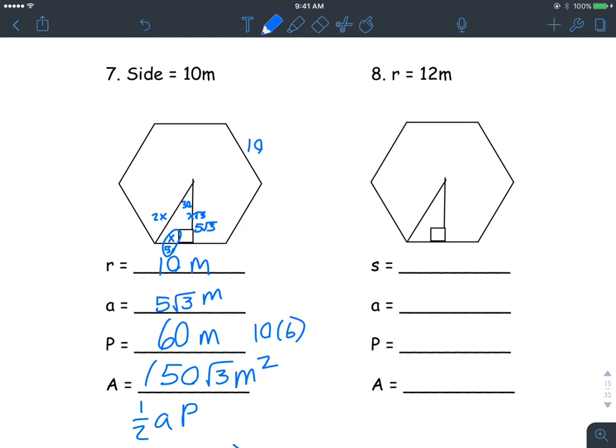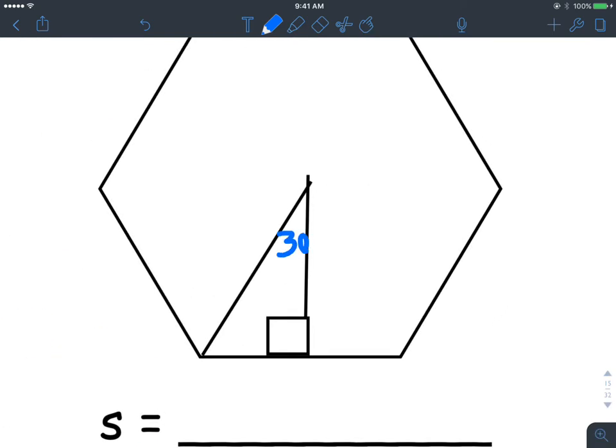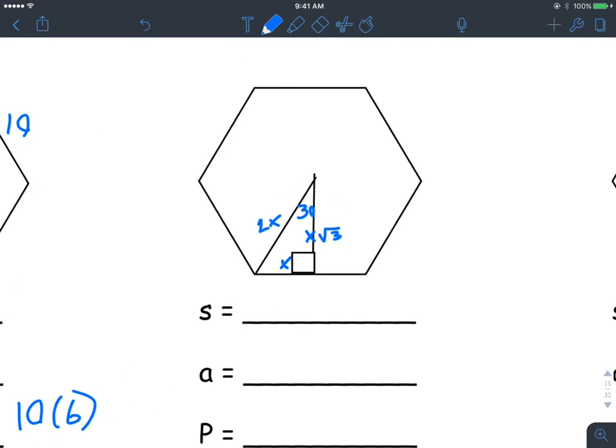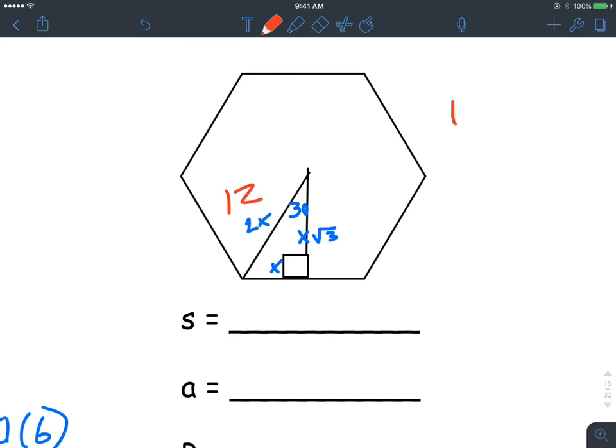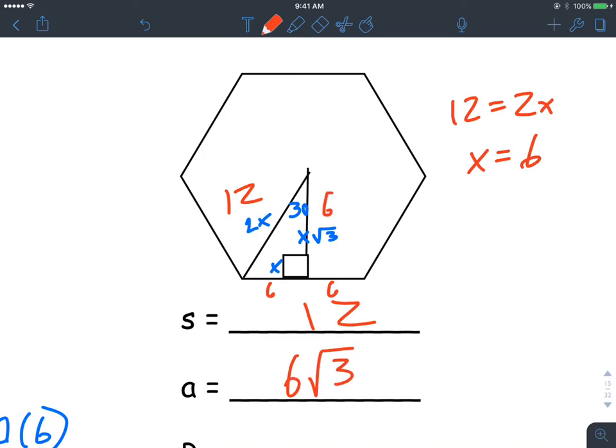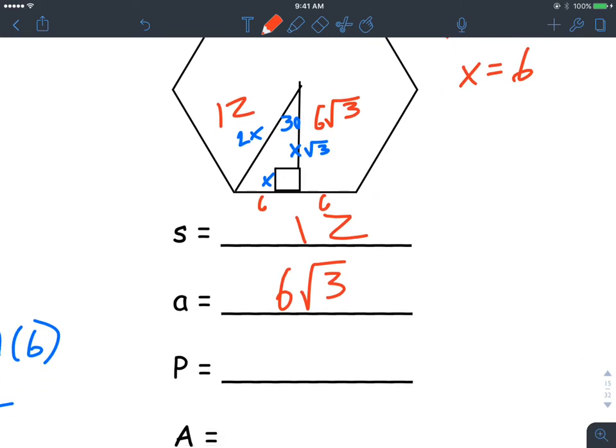Okay, couple more. I'll speed it up here just a little bit. 30 degrees, x root 3, 2x, and what are they giving us here? Radius is 12. So the radius, the 2x side, is 12. Therefore, your x side right there, your half side, is actually going to be 6. And if your half side is 6, the other half side is 6, therefore the whole side is also 12. So actually with the hexagon, the radius will be the same thing as the side length. The apothem, that's going up and down, when you plug it back in, is 6 square root 3. Perimeter, what was it, 12?